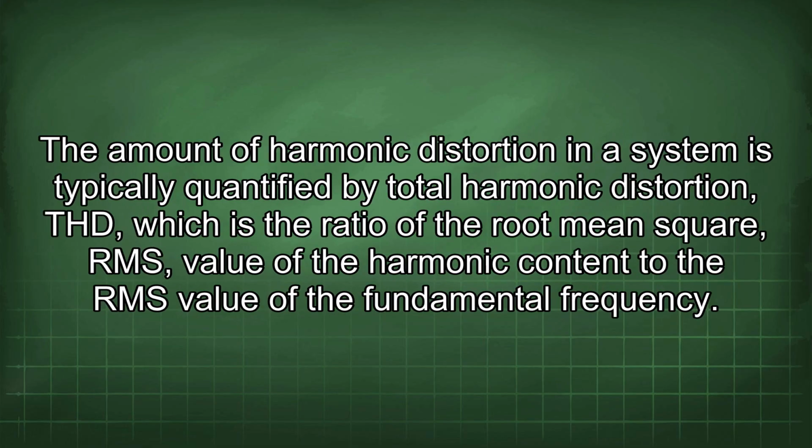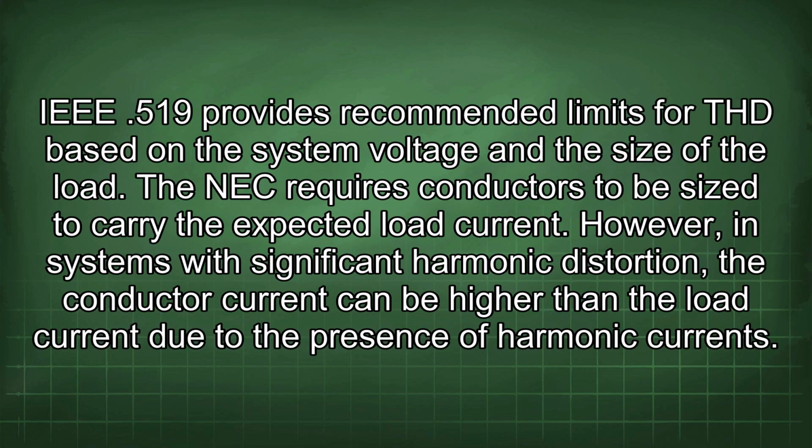The amount of harmonic distortion in a system is typically quantified by total harmonic distortion, THD, which is the ratio of the root mean square, RMS, value of the harmonic content to the RMS value of the fundamental frequency. IEEE 519 provides recommended limits for THD based on the system voltage and the size of the load.